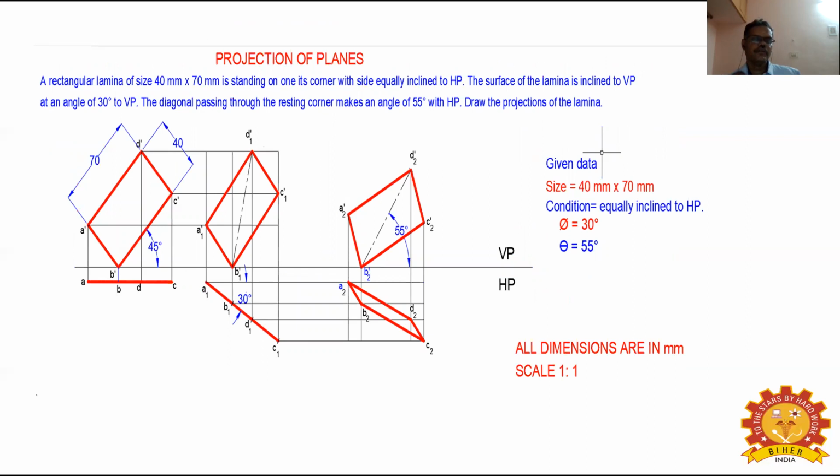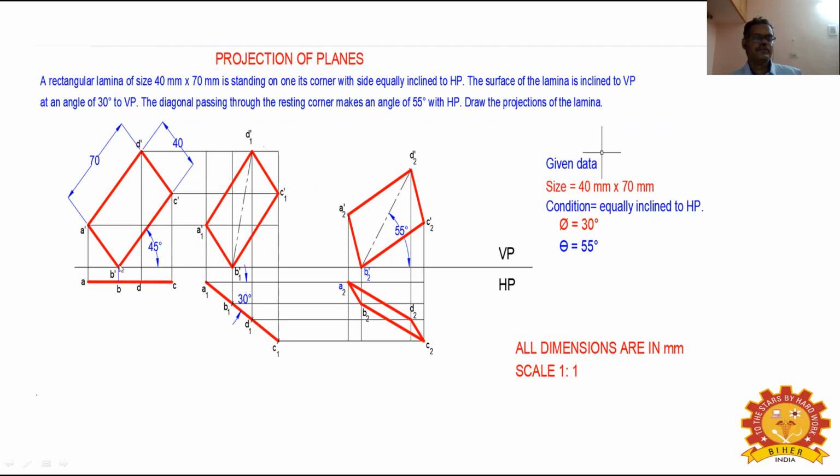And this is the unit systems, which is somewhat difficult to understand. A rectangle lamina of side 40 into 70 is standing on one of its corners with a side equally inclined to HP. The surface of the lamina is inclined to VP at an angle of 30 degree to VP. The diagonal passing through the resting corner makes an angle of 50 degree with HP. Draw the projection of the lamina.